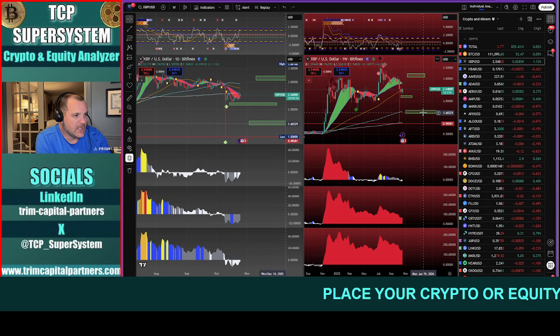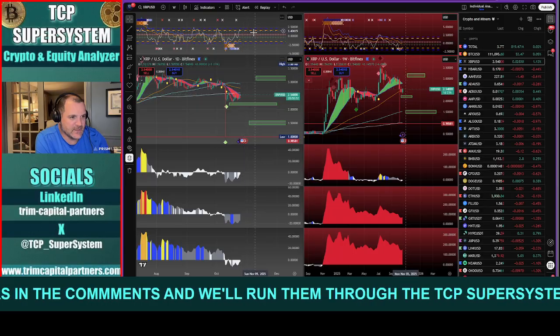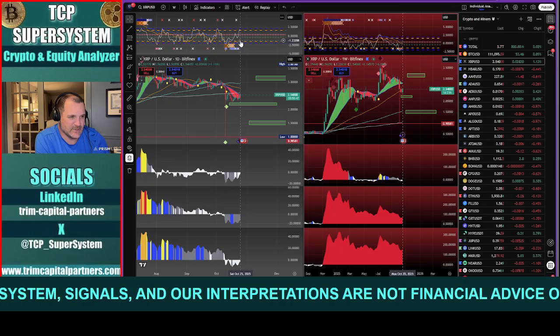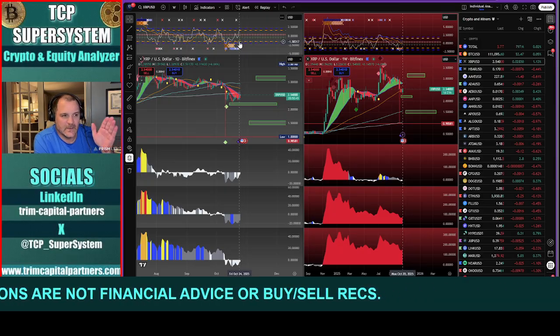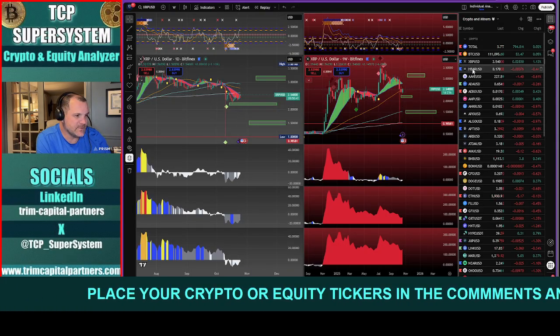So again, right around this cloud and right around this resistance level, be careful. But this white line could easily turn over, and these still haven't reached that break point higher yet. So again, kind of no man's land here. So that's XRP.